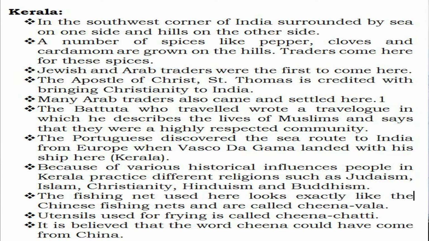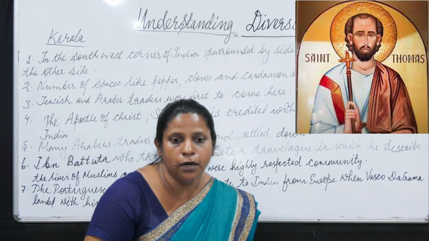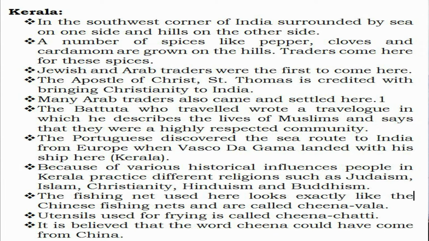ओके. नाउ कम टू द थर्ड पॉइंट. You can see Jewish and Arab traders are the two peoples who come to this Kerala, and they first come here. Okay. Now, the first apostle of Christ, that is Saint Thomas. You can see the picture of that person. They believe that he is credited with bringing Christianity to Kerala around 2000 years ago. Okay. Now, apostle means he is one of the followers of the Lord Christ. Okay. Now that's why you can see that in Kerala, most of the people are Christians.